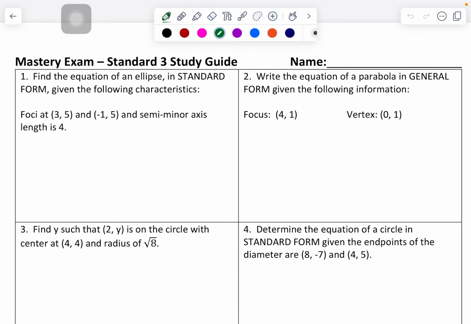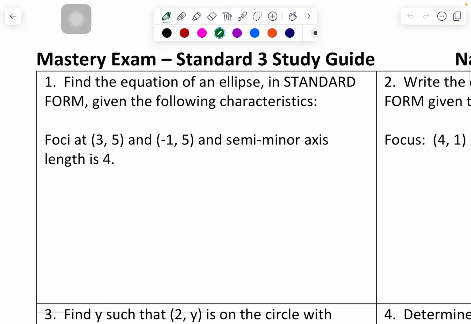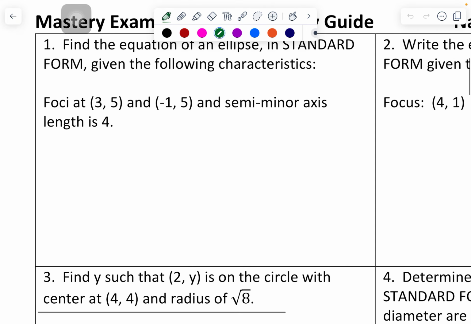All right, this video is going to be on standard 3 for your mastery exam. So first question here, write the equation of an ellipse in standard form given the following characteristics.